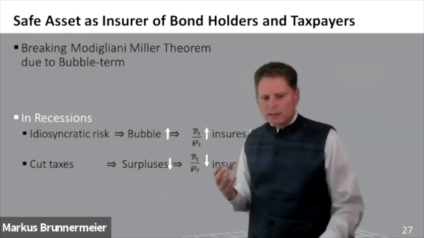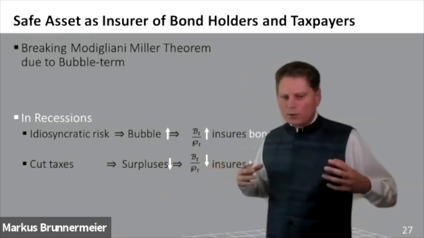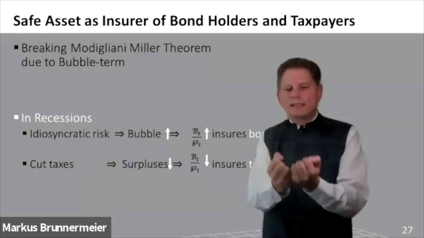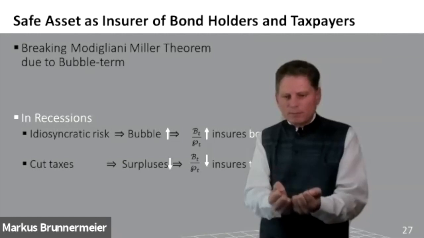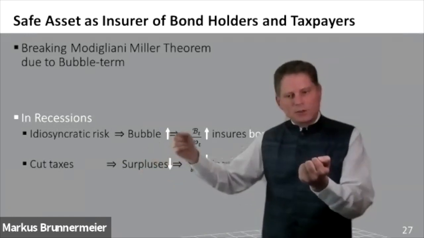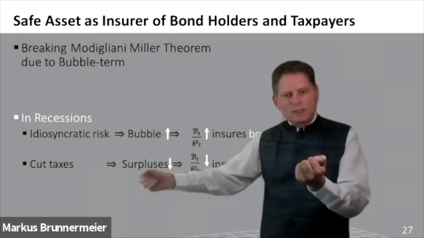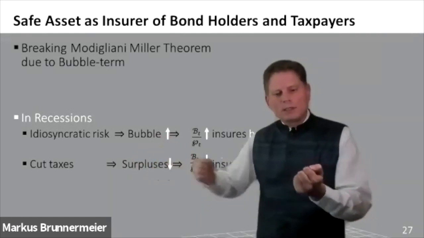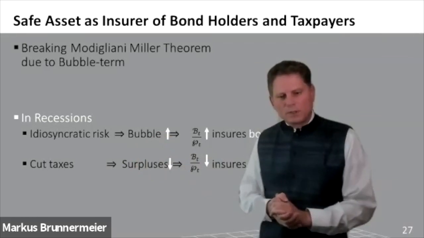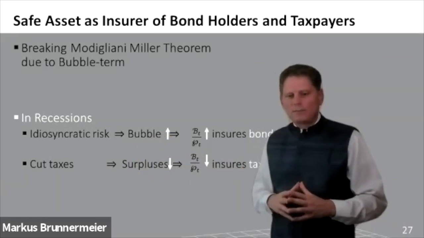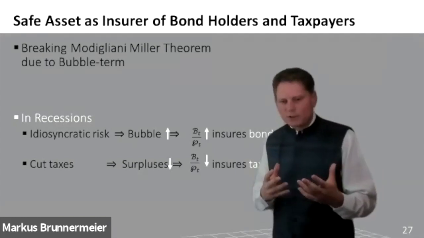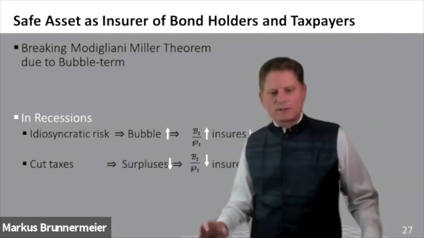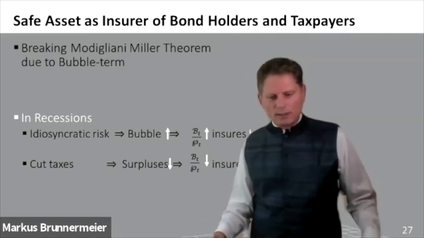How is that? Is this a miracle? No, because when you go into a recession, idiosyncratic risk goes up. The value of the bonds goes up already. That insures the bondholders. But it goes up so much that you can even cut taxes. You can make the primary surpluses go down. So if you ever go into a recession, you cut taxes, you can also insure the taxpayer. So you can actually insure both. It's because of this bubble feature coming in, and once you understand it, it's not a miracle, even though it seems to be one in the first place.